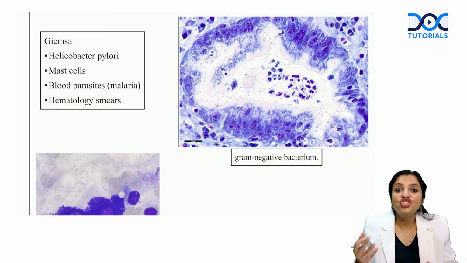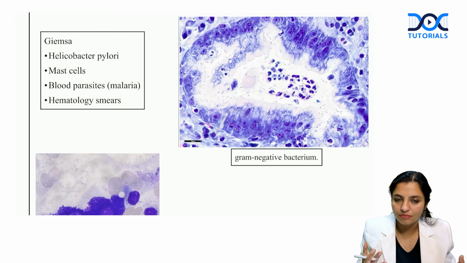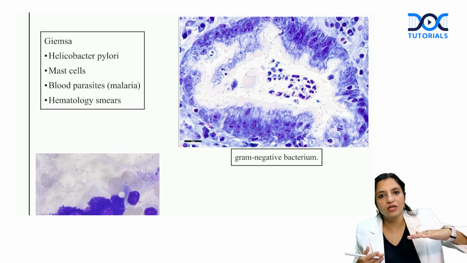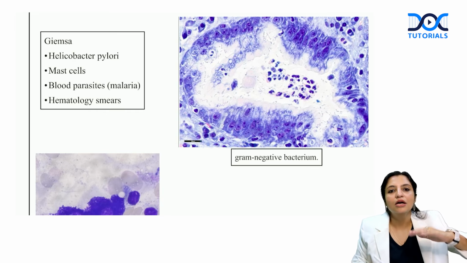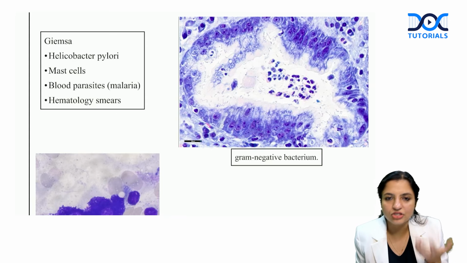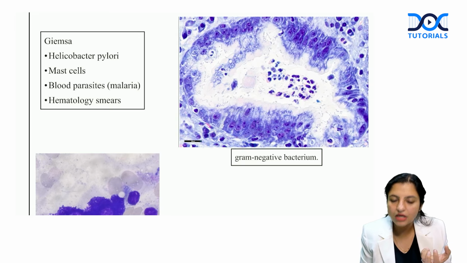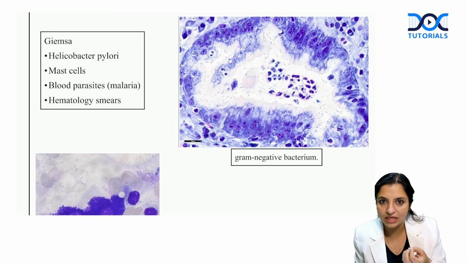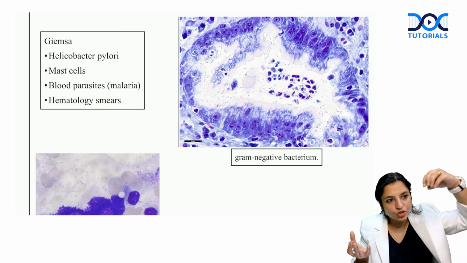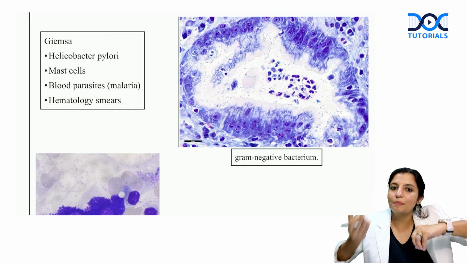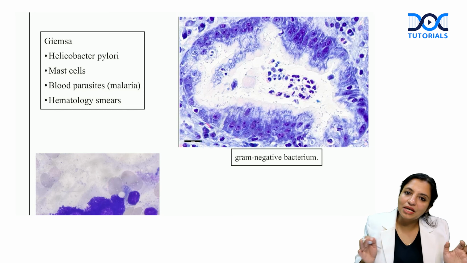Okay, coming to the next, Giemsa. Giemsa is a stain which is a metachromatic stain. Metachromatic stain means that the color that comes out is different from whatever color you put in. Suppose you're putting, let's say, crystal violet, which is also a metachromatic stain. When you put it on amyloid, the color that comes out is pink. So you're putting a violet color, but the color coming out is pink. This kind of stain is called a metachromatic stain. So Giemsa is a metachromatic stain.